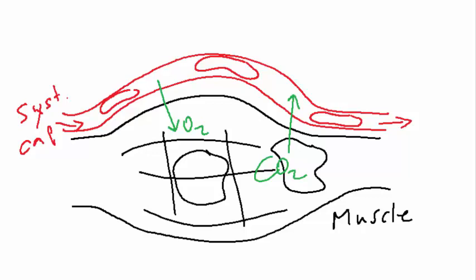Let's look at the driving forces, the pressures within the muscle and the systemic capillaries. Let's start in the muscle. We have a PO2 of about 40 millimeters of mercury. This is at rest, in resting conditions, and a PCO2 of about 46 millimeters of mercury.